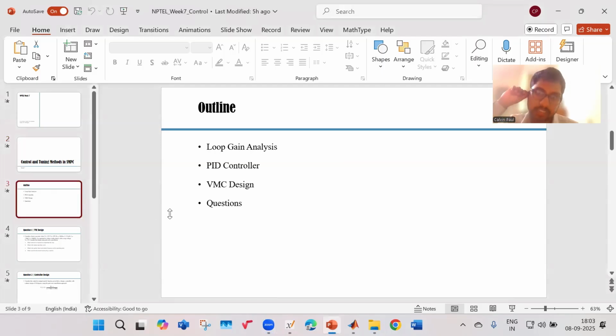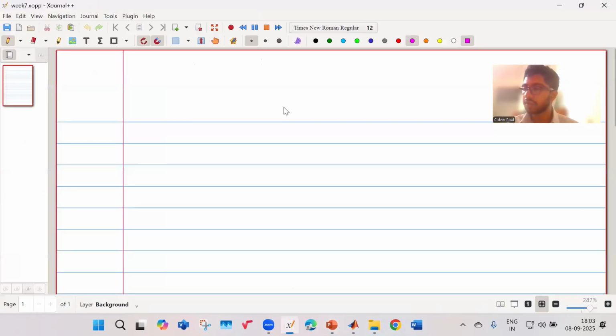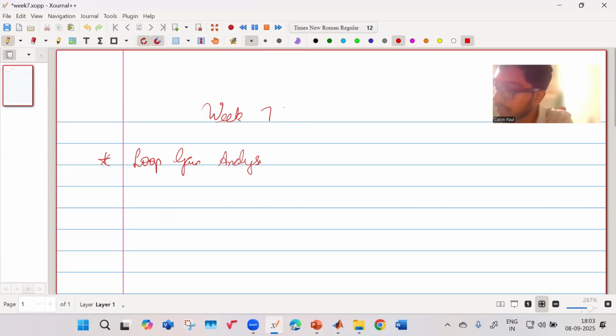Today we'll be discussing these topics: loop gain analysis, the PID controller, and the design for voltage mode control. And we will look into some questions. So we have week 7. First we will start with loop gain analysis.